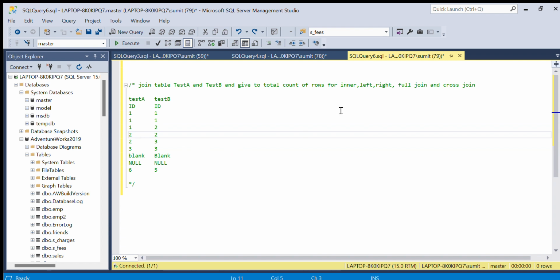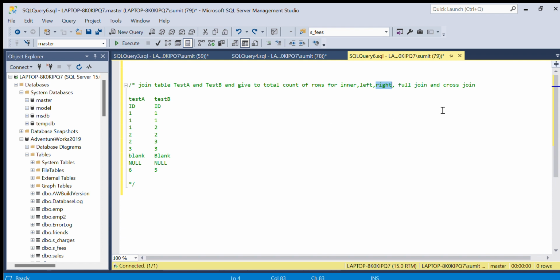First of all, we will go with the definitions. In case of inner join, it will give all the matching records from both the tables. In case of left join, it will give all the records from the left table and all the matching records from the right table. In case of right join, it will give all the records from the right table and all the matching records from the left table. In case of full join, it will give all the matching and non-matching records from both the tables.